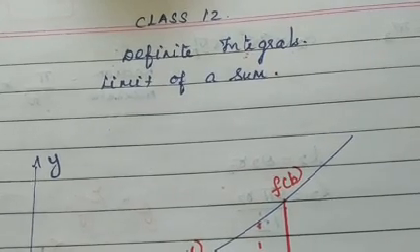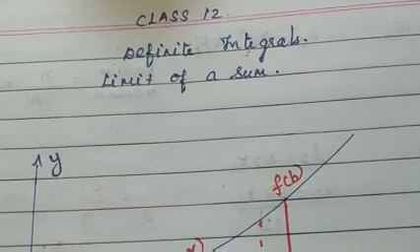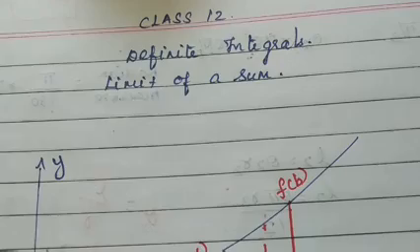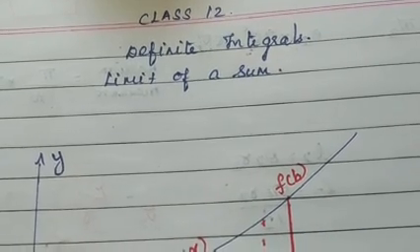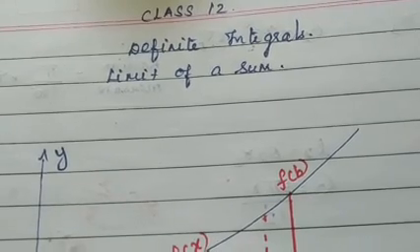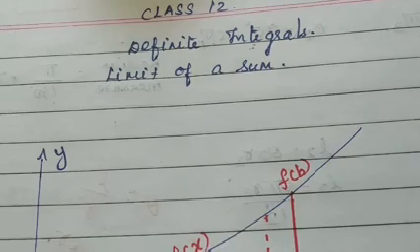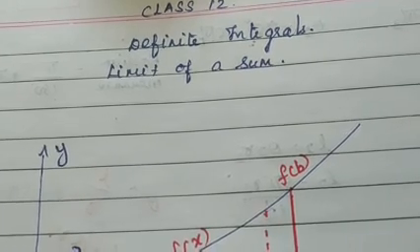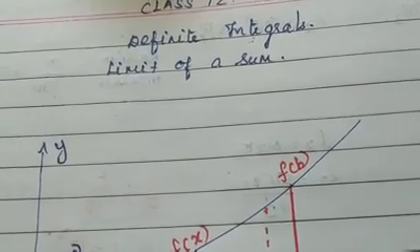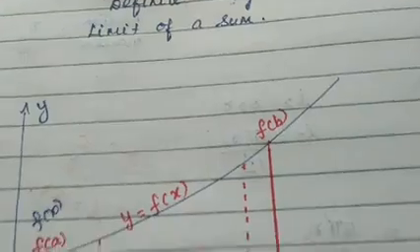Now for a graph y equal to f of x, let us find the area under the curve. For that we will be using integrals, and here they have given a limit a and b. A is the lower limit and b is the upper limit. Now let us see how to derive a formula to find out what is the area under the curve y equal to f of x.